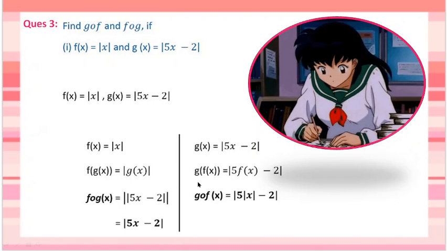Now let's talk about gof(x). So gof means g of f(x). G of f(x) means we have to take function g, but wherever we have x, in place of x we will write f(x) because now the domain is f(x). So mod of 5, in place of x we will write f(x), minus 2. And what is f(x)? Now put the value, that is mod x. So mod of 5 mod x minus 2.